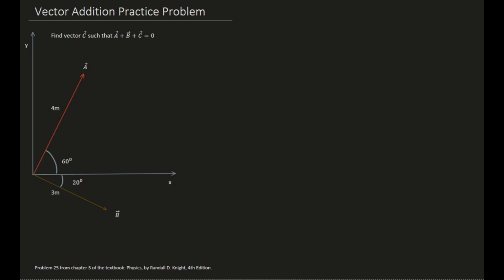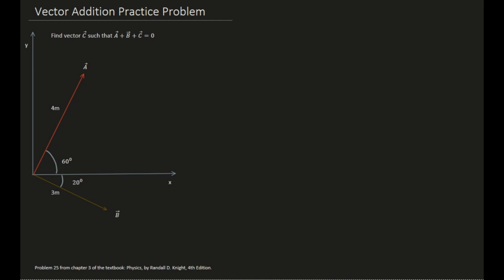Today we're going to look at a vector addition problem. So let's say we have two vectors, vector A, which is 4 meters in length and 60 degrees above the x-axis, and vector B, which is 3 meters in length and 20 degrees below the x-axis.